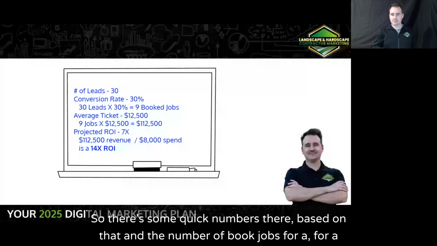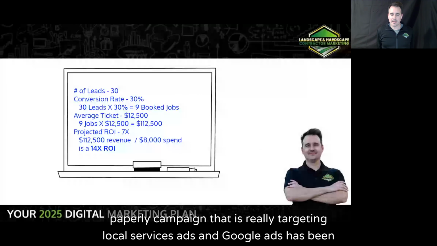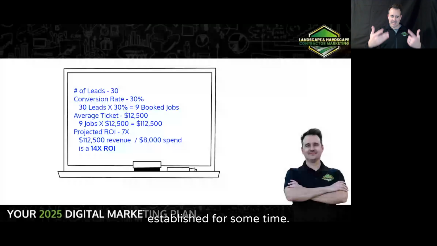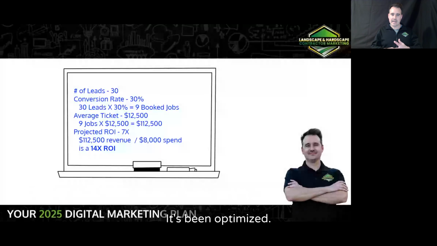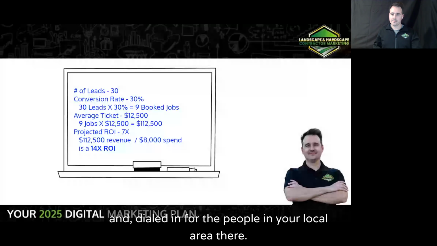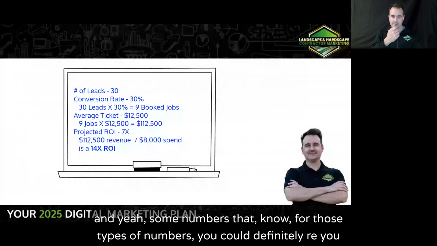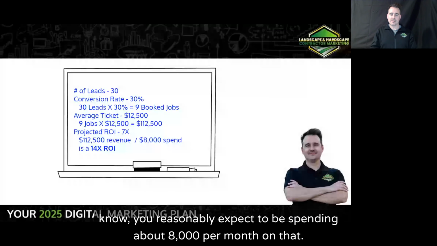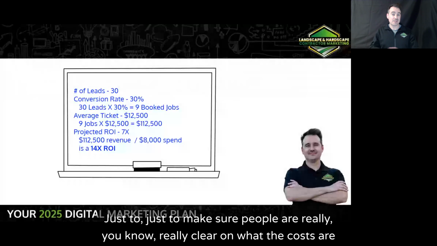So there are some quick numbers based on the number of booked jobs for a pay-per-lead campaign that is really targeting local services ads and Google ads. It has been established for some time. It's been optimized and dialed in for the people in your local area. For those types of numbers, you could reasonably expect to be spending about $8,000 per month, just to make sure people are really clear on what the costs involved are.